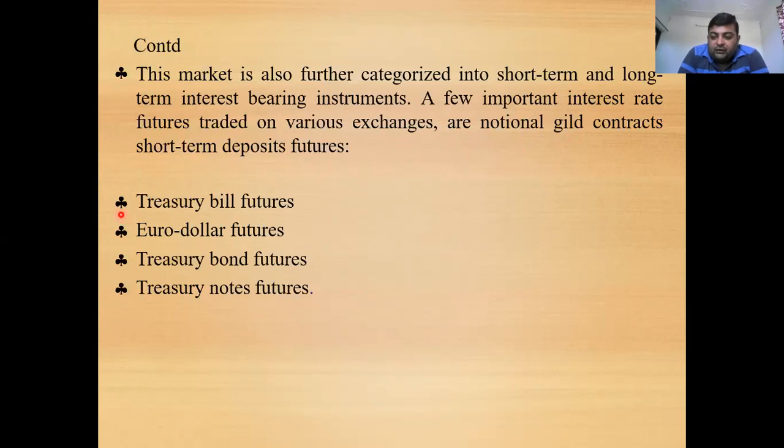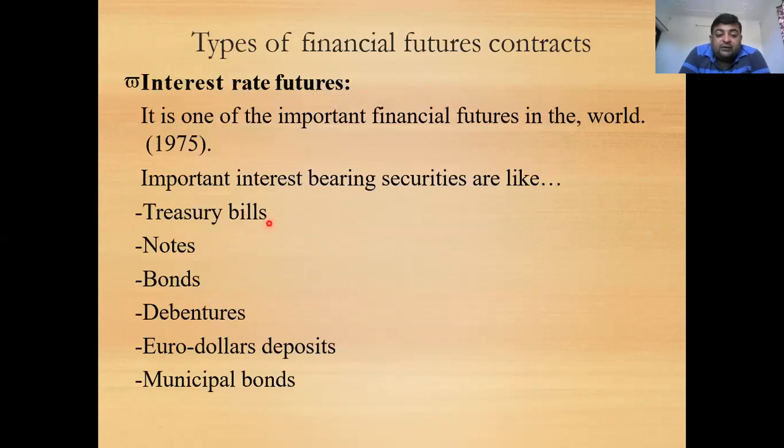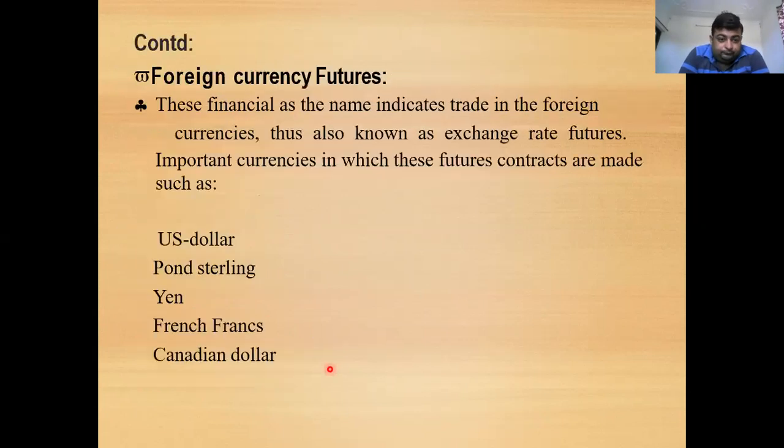Now, what are the short-term deposit futures? First is treasury bill futures, that is T-bills, then eurodollar futures, treasury bond futures, and treasury note futures. These are the types of future contracts which are generally for short-term deposit purposes. For the long-term purpose, there are various others, for example notes, debentures, bonds, and municipal bonds. All these are for the long term.